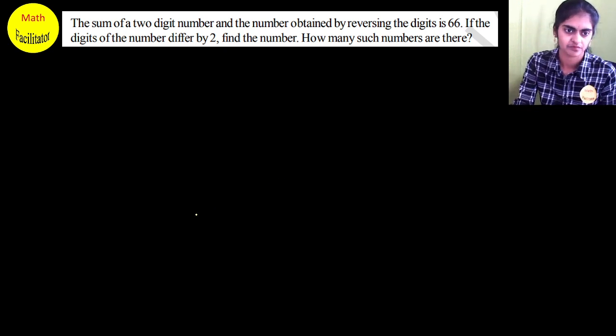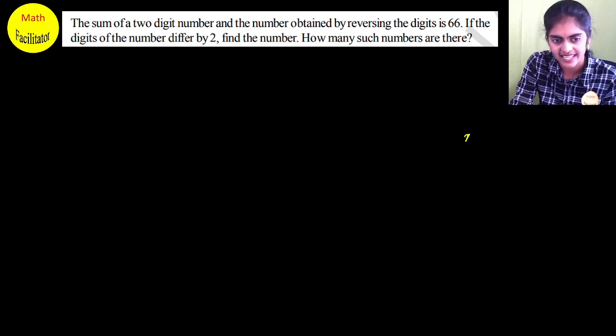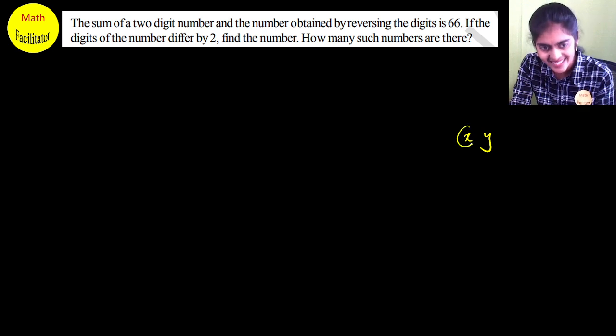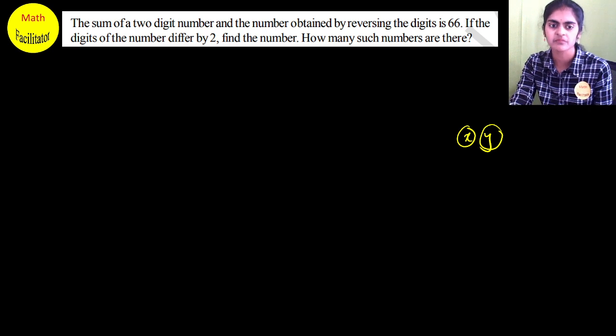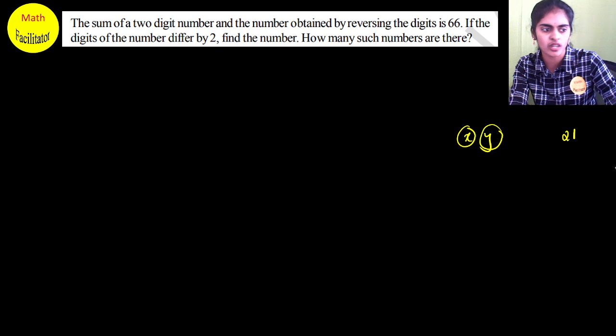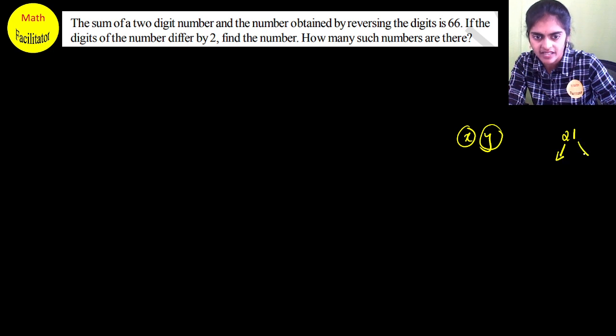So firstly, see here. Suppose I take the number as xy. So x is a digit of the number, y is a digit of the number. For example, if I take the number as 21, 21 is a number. Do you all agree 21 is a two-digit number? So here 2 is a digit, 1 is a digit.